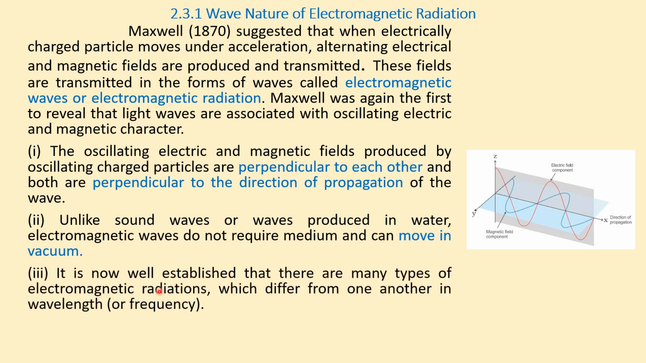It is now well established that there are many types of electromagnetic radiations which differ from one another in the wavelength and frequency. This will be shown in the electromagnetic spectrum. These constitute what is called electromagnetic spectrum.